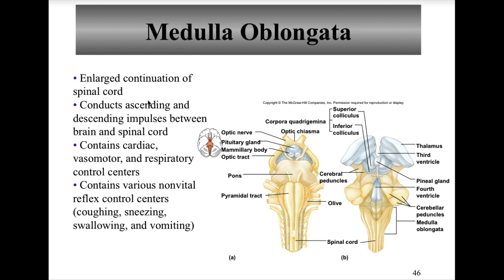You also have the respiratory center, which is going to control the depth and the rhythm of breathing. And then the additional centers in the medulla oblongata are going to regulate involuntary activities such as vomiting, hiccuping, swallowing, coughing, and sneezing.